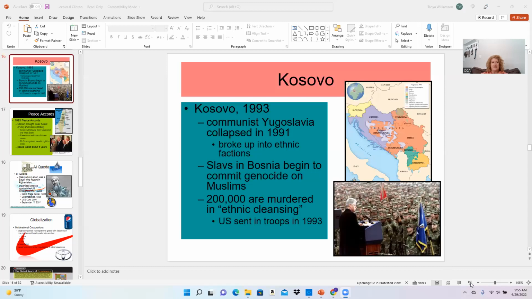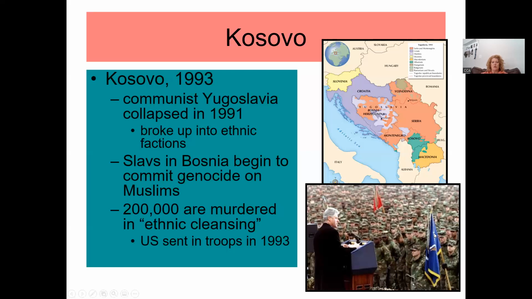So the next president of the United States was Bill Clinton. On the world stage, that would be the time of Kosovo, when communist Yugoslavia collapsed and broke into the ethnic factions, and the Slavs in Bosnia began to commit genocide. The U.S. sends troops in 1993. So all I'm doing here, guys, is just connecting this world history to our U.S. history.